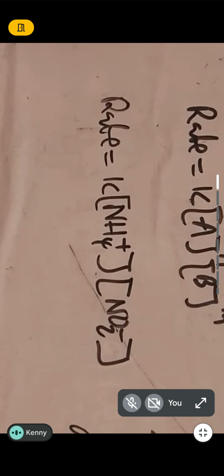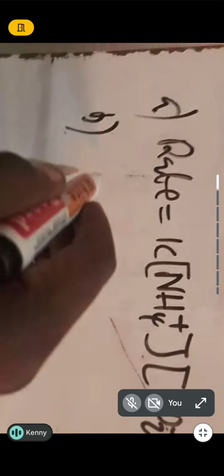Then the next question was, what is the overall order? For overall order you add. So this is our answer for A. For B, the overall order is n plus m, which is equal to 1 plus 1, which is equal to 2. So the reaction is second order overall.